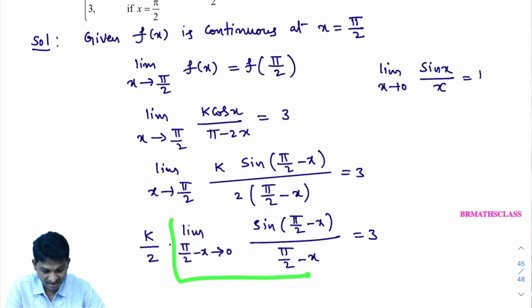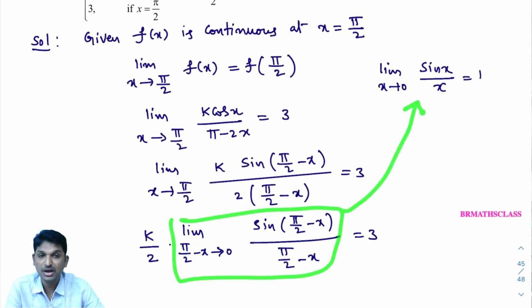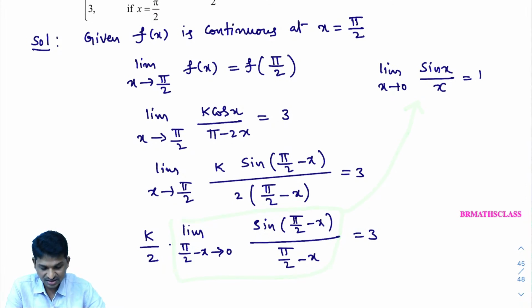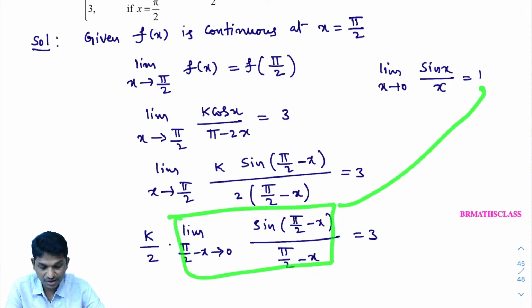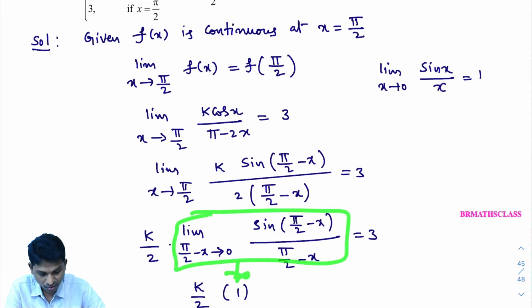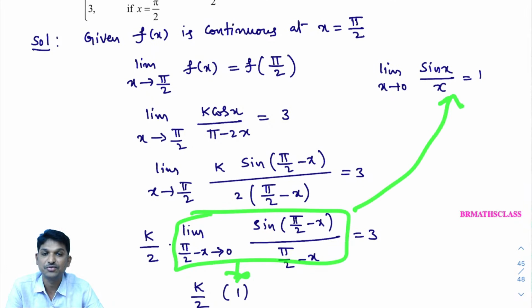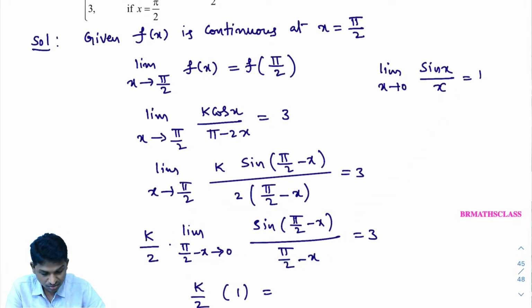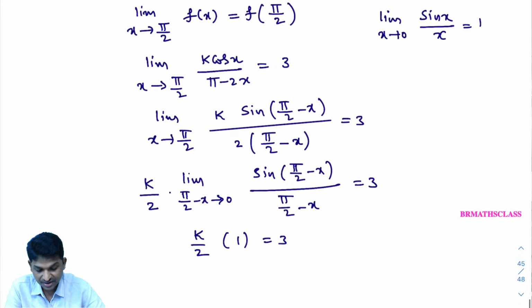So for this problem, can I apply this formula? Yes, we can apply. So as per this formula, this expression will be equal to 1. So what you will get here is k by 2 into this whole value, which will be equal to 1 because of this formula, equal to 3. If I simplify this a little bit, you take this 2 to the right hand side, and you will get k equal to 3 into 2. 3 into 2 is 6.